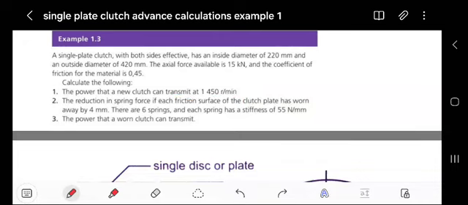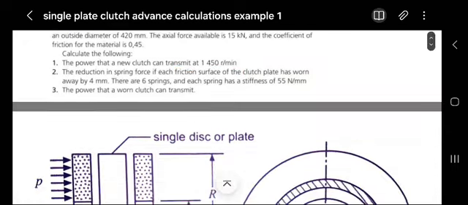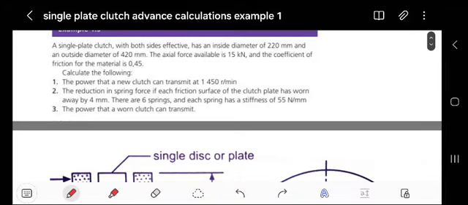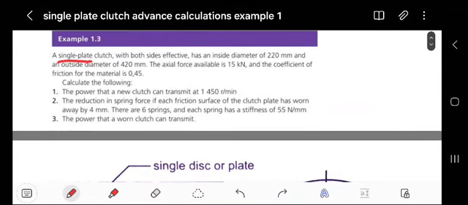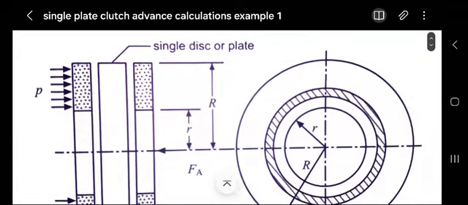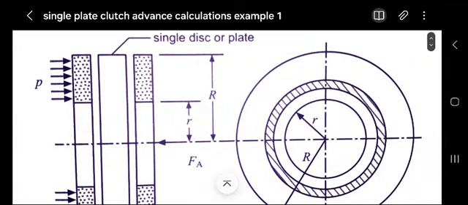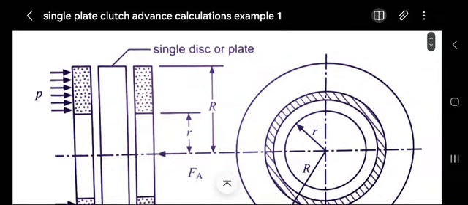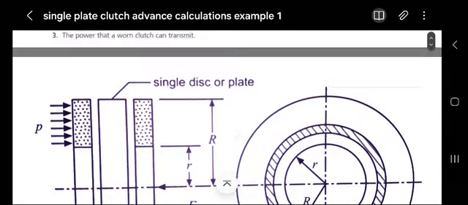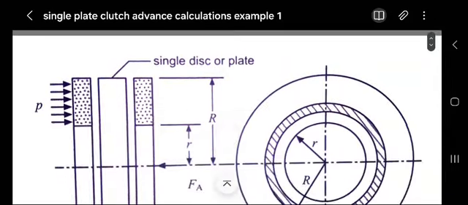Anyway, since this is a single plate, you must always know, as I've talked to you about single plates, that the number of contacts will be 2. Why? I will explain here. If you have a single disc or a single plate, we call it a single plate clutch.